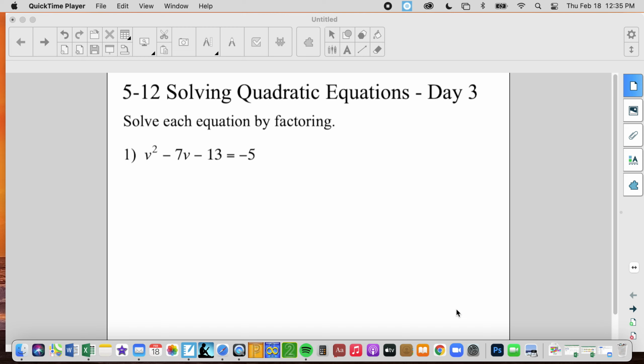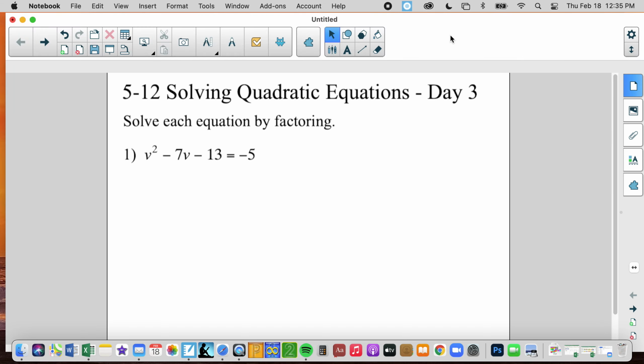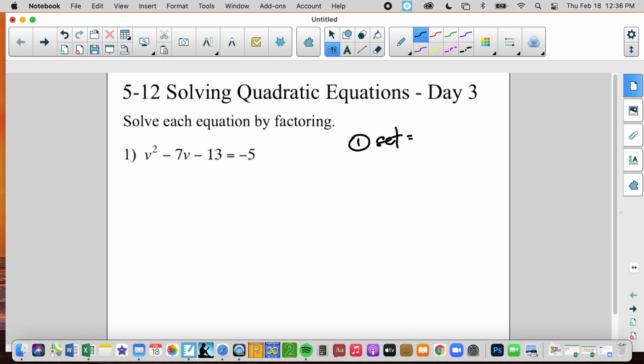This is the homework assignment for 512, day 3, solving quadratic equations. So we need to remember that when solving quadratic equations, we want to factor, but however, we want to make sure that it's equal to 0. So step 1 is always set your equation equal to 0. So right now it's equal to -5, so I'm going to get rid of that -5. If I add 5 to both sides, that would make that equation v squared minus 7v minus 8 equals 0.